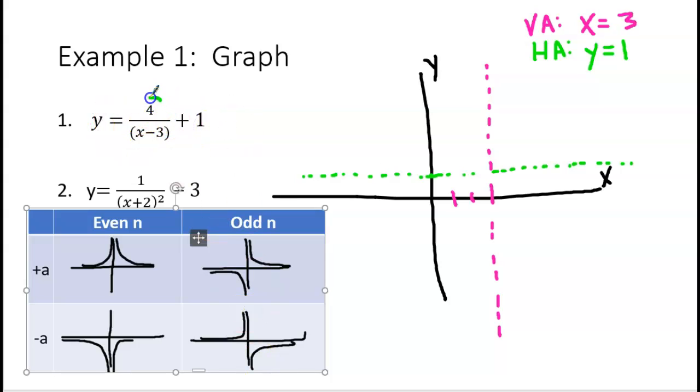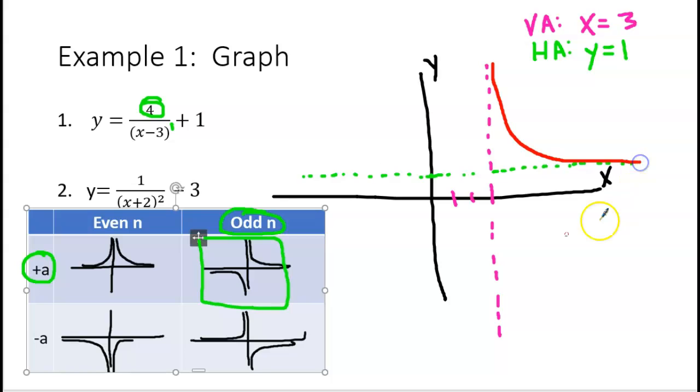I have a positive fraction, and my power is odd. So I've got a positive fraction and an odd power. So I'm going to be graphing my graph to look like this. So my final answer then will look something like this. That's it. That's the end of number 1.